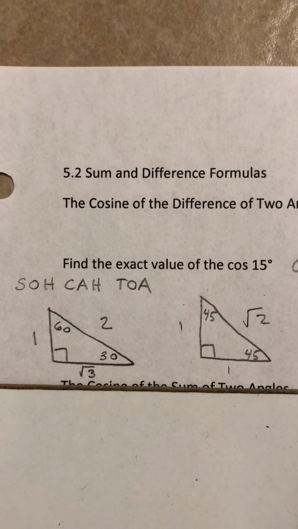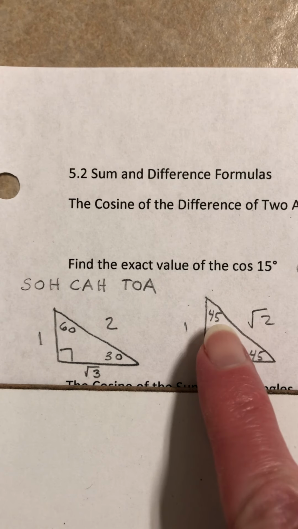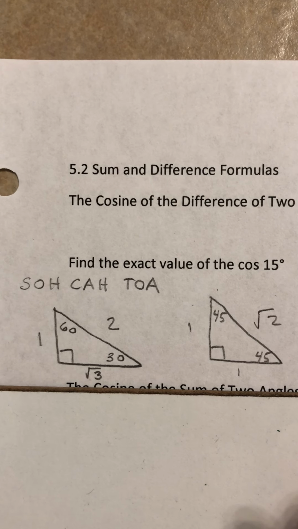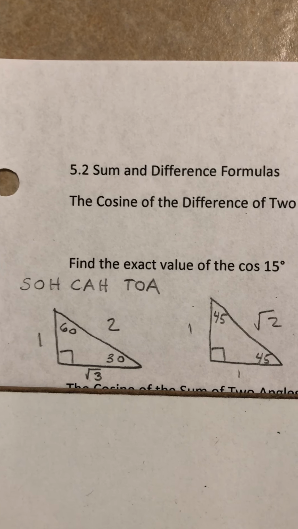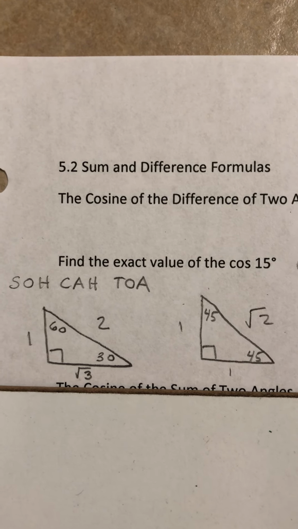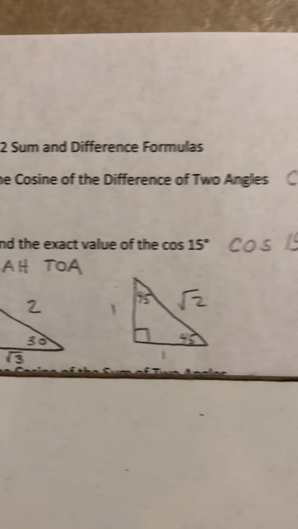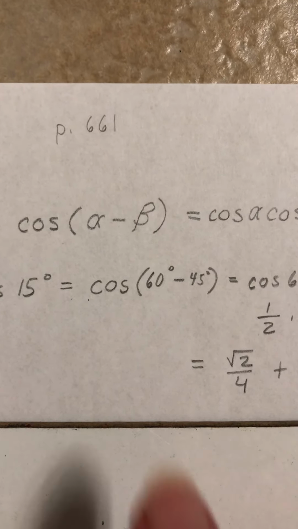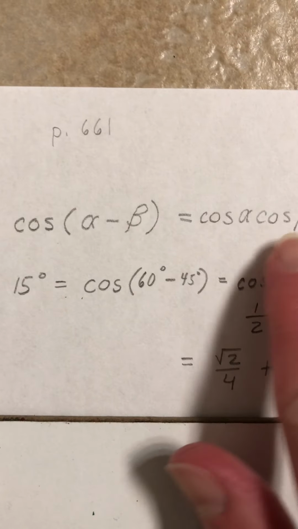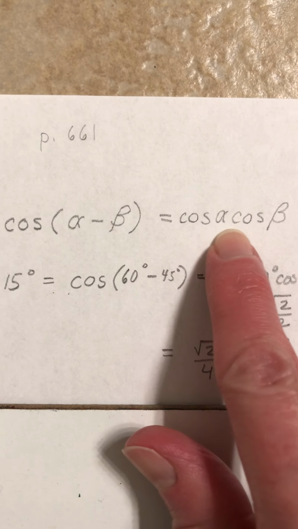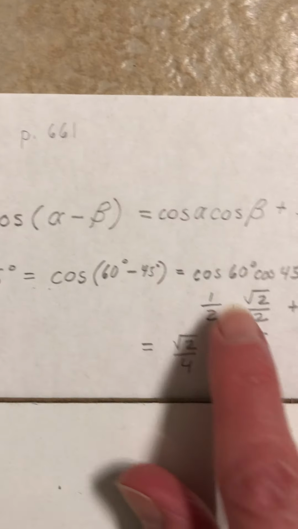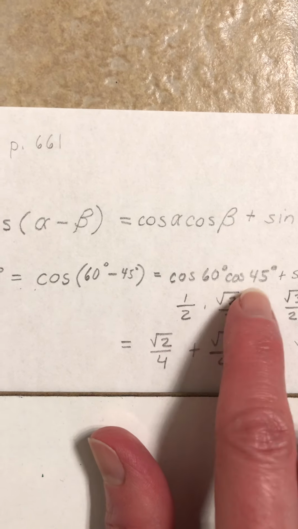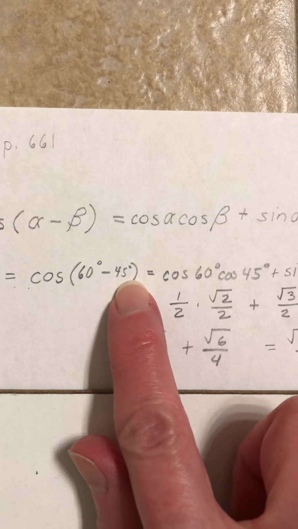Now you can also do this another way because you could use 45 minus 30 as well, and it will come out the same. Any two angles that you can subtract that give you 15 degrees will work. I'm just going to start with the cosine of 60 degrees minus 45 degrees. So according to this formula, I want to take the cosine of the first angle times the cosine of the second angle. So I'm going to take the cosine of 60 degrees times the cosine of 45 degrees.